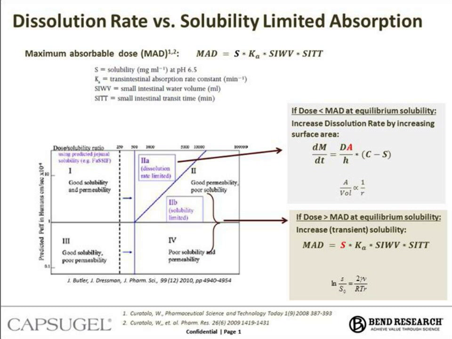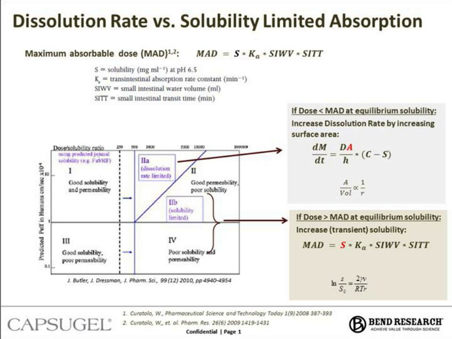Several formulas exist for estimating the maximum absorbable dose, and these have been described in the literature. Dressman uses a so-called solubility-limited absorbable dose. I show here a slightly different formula for the MAD from Curatolo and co-workers involving the product of the drug solubility in the intestinal media, an absorption rate constant, the volume of fluid in the small intestine, and the small intestine transit time.